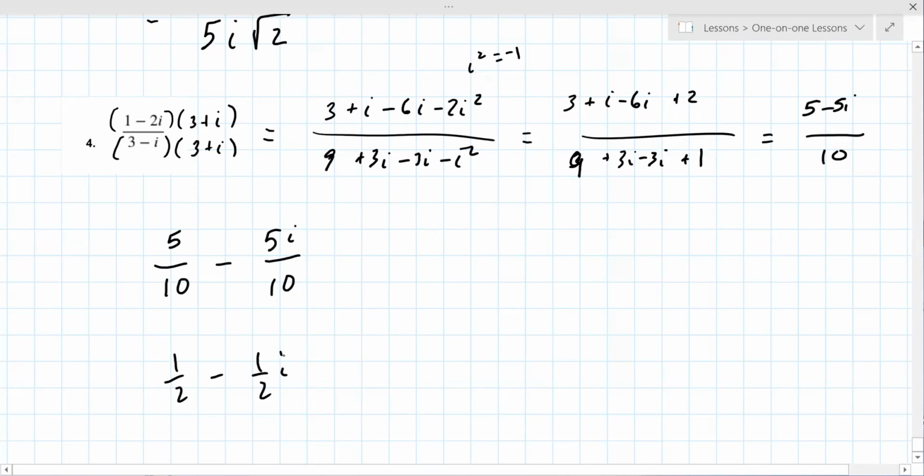Perfect. All right, let's do the last one. Yep, this will close us out here. We got a lot done during this lesson, so good value out of this.